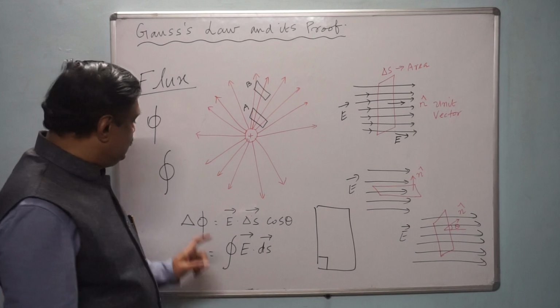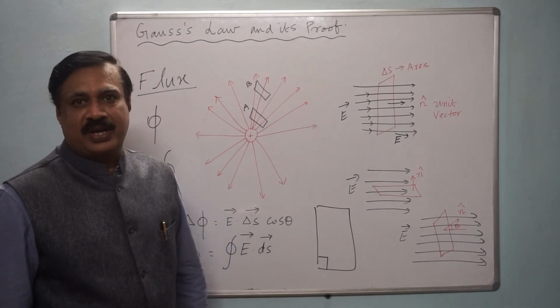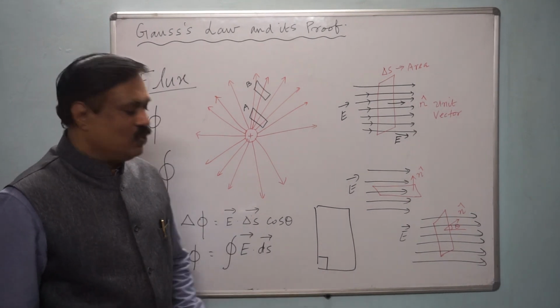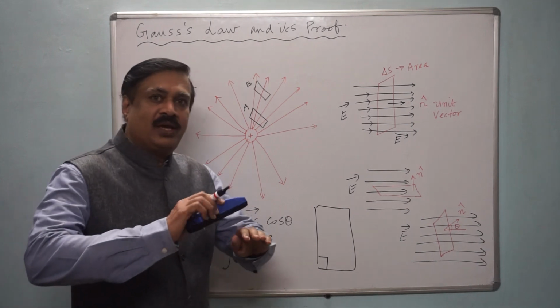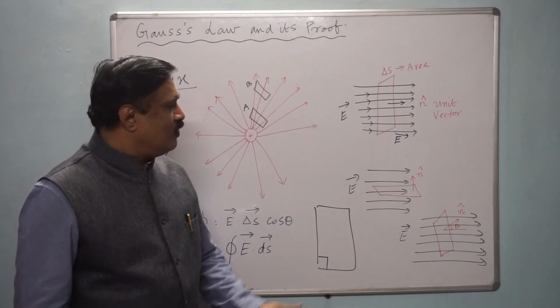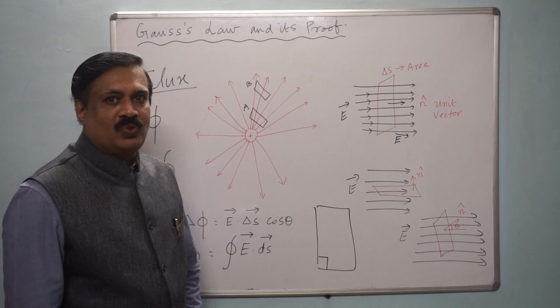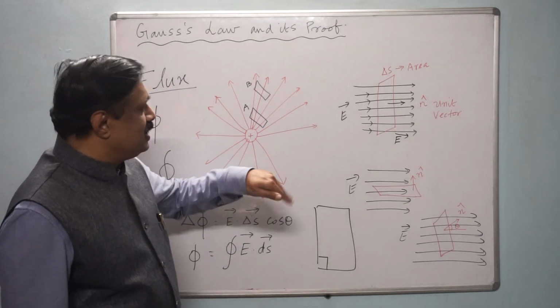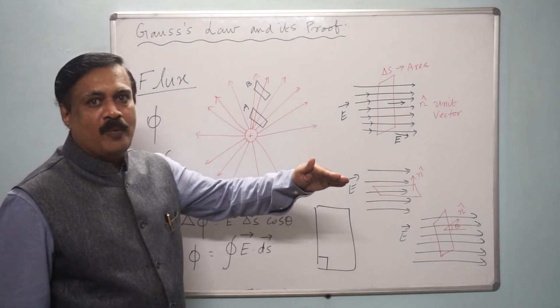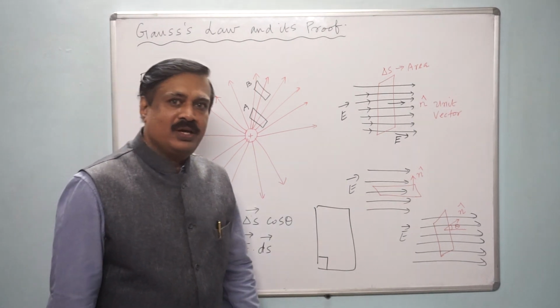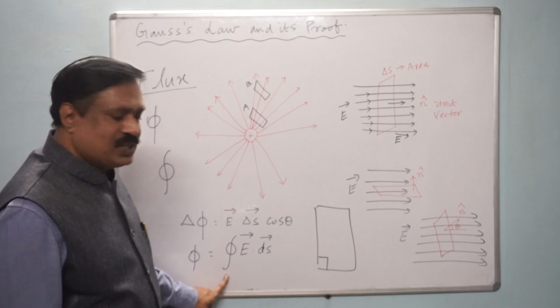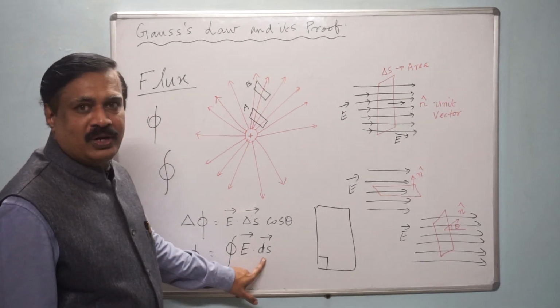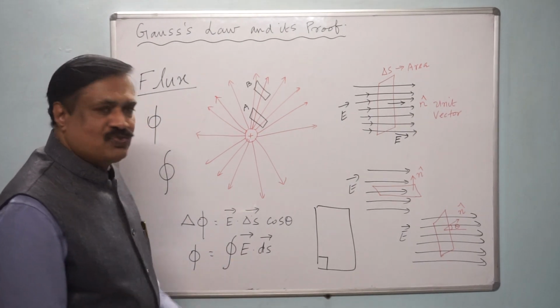That means this is called surface integration. You are taking the entire surface of the element, that is, how many electric lines are passing through the particular element. Therefore we have put the surface integral over this element only. This is the flux formula.